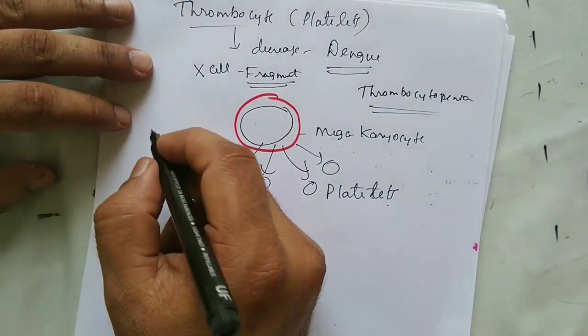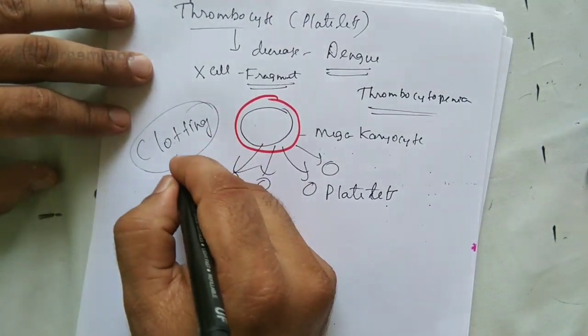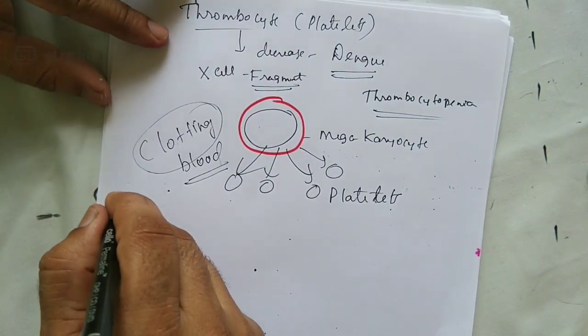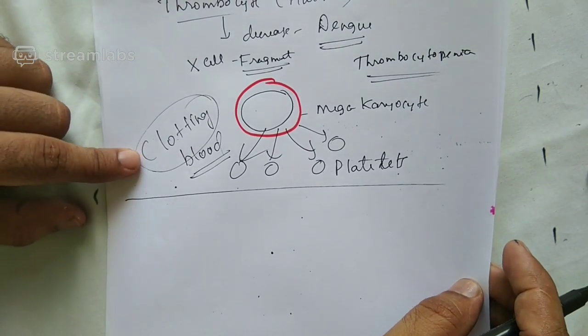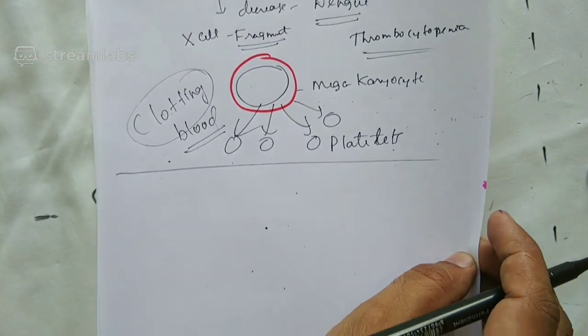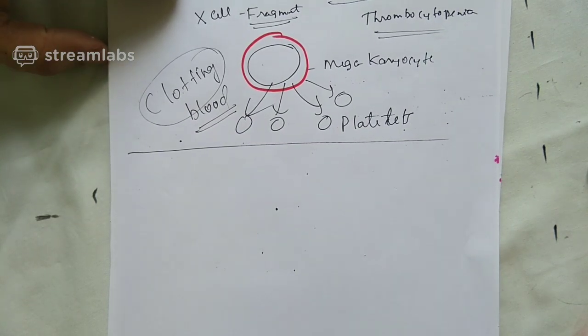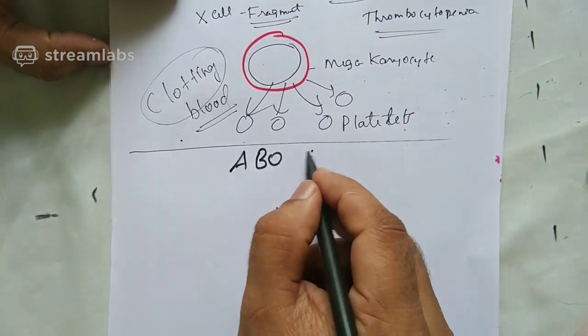And they're responsible for what process? Clotting of the blood. So that means blood clotting gets decreased during the time of what? Dengue. And you know that if clotting factors are less, it can lead to hemophilia also. I am moving to the next aspect where students sometimes have a little confusion, that is regarding ABO blood group.